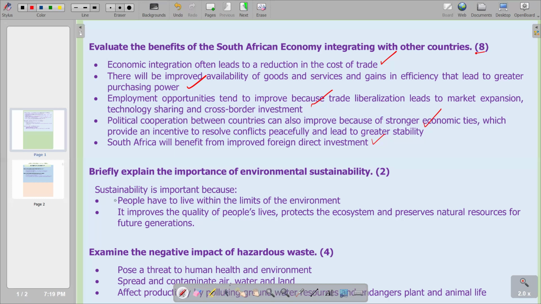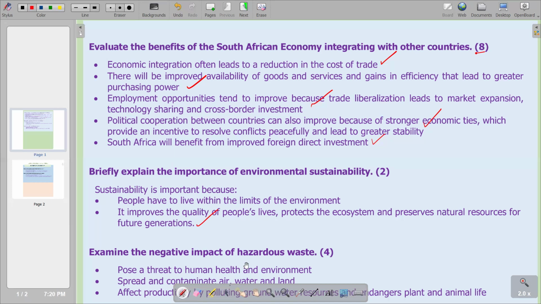So our question just needs you to explain the importance of environmental sustainability. On the response part, sustainability is important because, one, people have to live within the limits of the environment, which is the first point. The second point, it improves the quality of people's lives, protects the ecosystem, and preserves natural resources for future generations. So this is exactly how we are trying to illustrate that we are trying to be responsible so that we don't compromise the future. This is the explanation that we have for the second question.